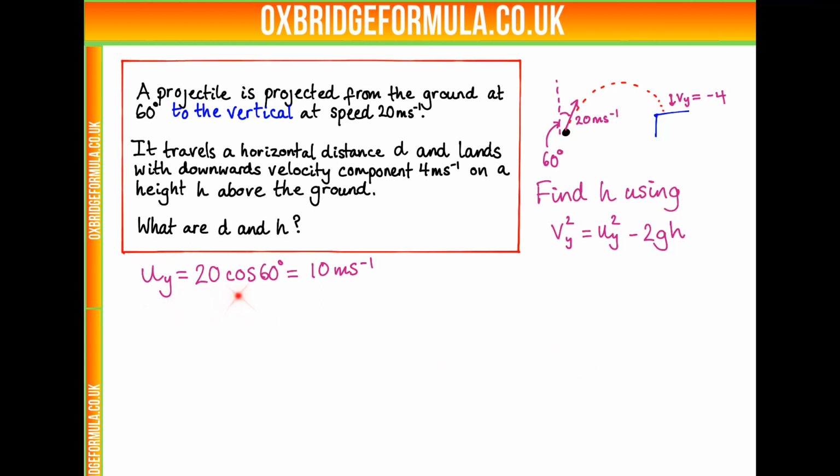So Uy is 20 cosine 60, which is 10 meters per second. And then rearranging this, we have 10 squared minus 4 squared, which will be 84, divided by 20. So that's 84 over 20, which is 4.2 meters. So we have h, which is good.